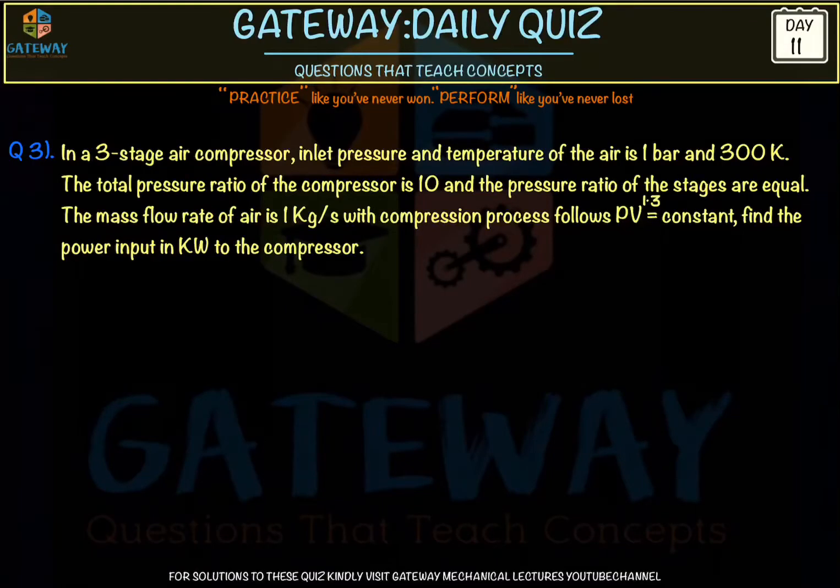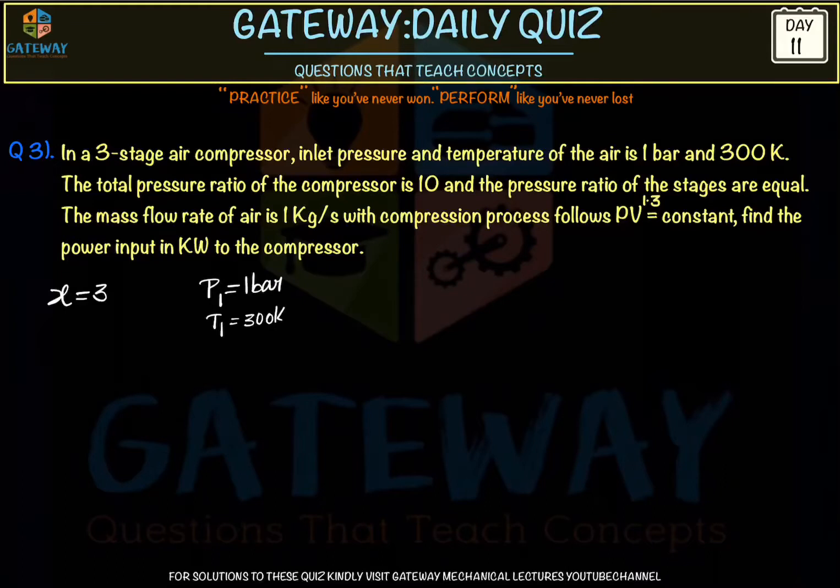In a 3-stage air compressor, so we are having a 3-stage air compressor. In questions like multi-stage compressors, we use the number of stages as X, and here it is a 3-stage compressor, so it is 3. Inlet pressure and temperature: inlet pressure was given as P1 equal to 1 bar, and the temperature was given as 300 Kelvin.